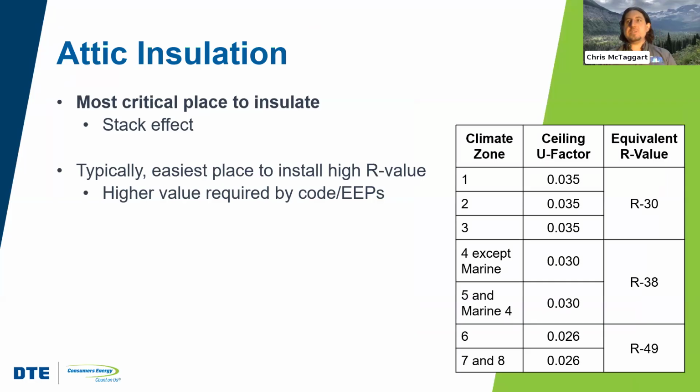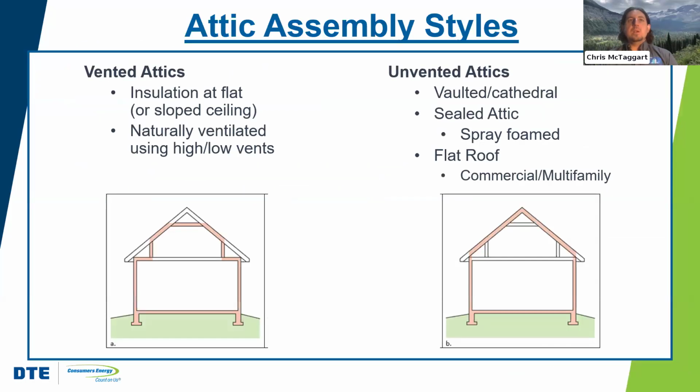So let's get into a little bit about different specific enclosure assemblies. So attics, arguably the most important place to get right with air sealing and insulation. It's also one of the easiest places to stack up a lot of R value. That's why codes tend to call for higher levels of R value in attics. So like in Michigan right now, the current 2015 IECC with Michigan amendments would call for R38 insulation in climate zone 5, and then R49 in climate zones 6 and 7.